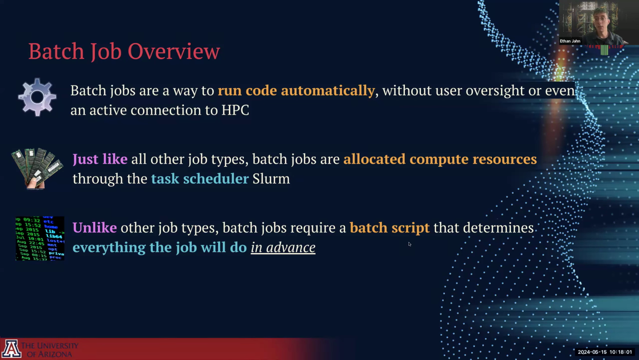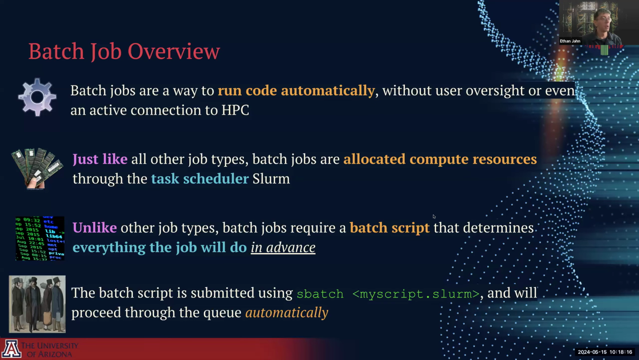So with an interactive session, you're able to give it commands, change what you're doing on the fly. With a batch job, you type in all of your commands into a script in advance, and then that script gets run. The batch script is submitted by using the sbatch command, and then you type in the name of your script, and it will proceed through the queue automatically once you have submitted that command.